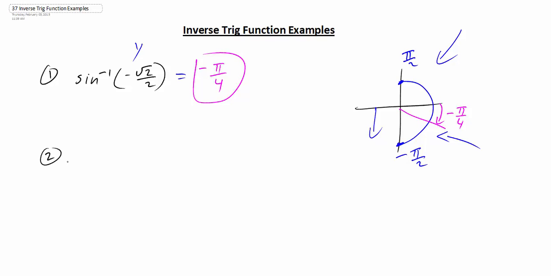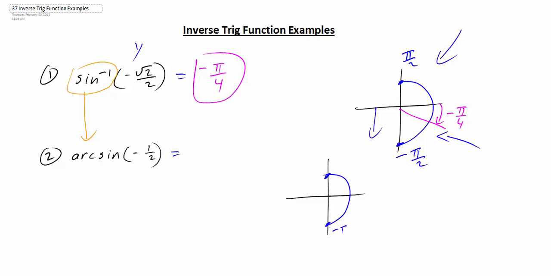Okay, next example is the arc sine of a negative 1/2. I'm using this notation, but realize the inverse sine and this arc sine are the same thing. So this is still the inverse sine of a negative 1/2. Once again, because this is our sine function, the angle has to be somewhere from a negative pi over 2 to a positive pi over 2. And again, with the arc sine we're looking at the y value. So where do we have a y value that's a negative 1/2?